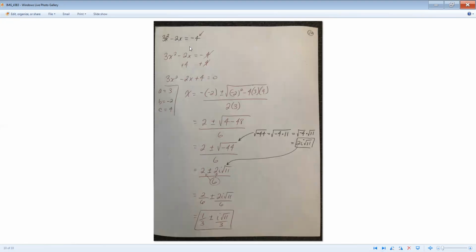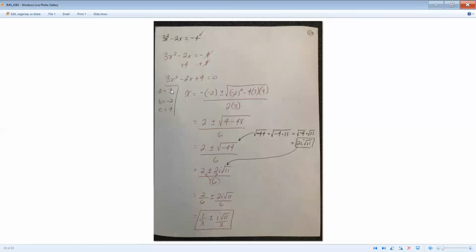Okay, final example. So here we have 3x squared minus 2x equal to -4. We recognize first that we do not have 0 on one side of our equation. We have not solved our equation for 0. So we add 4 to both sides. That would be 3x squared minus 2x plus 4 equal to 0.